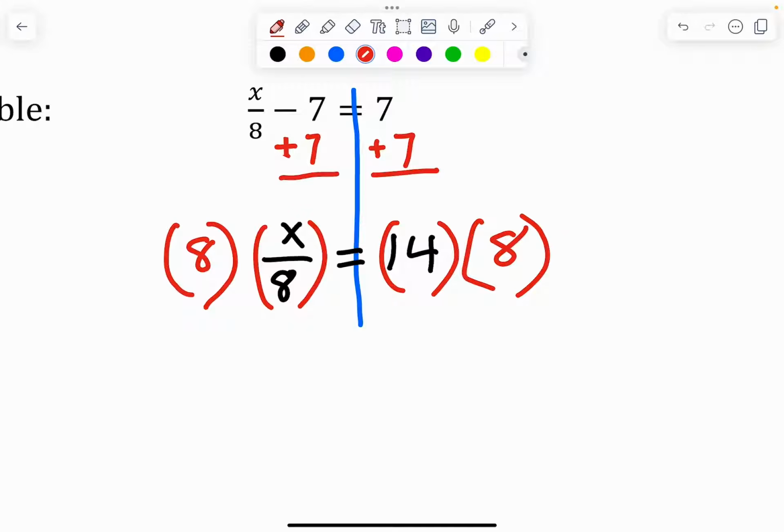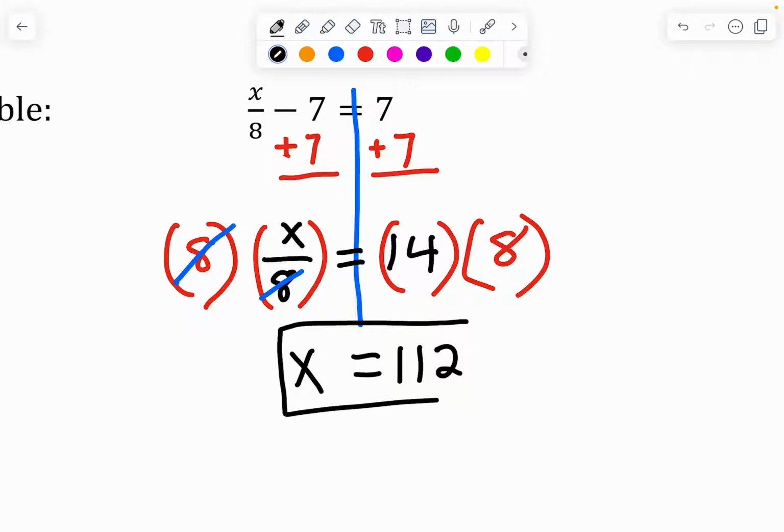I'm going to put some parentheses in just to be sure that we don't change anything to addition or subtraction. We want to make sure it's multiplication, so make sure you write it as multiplication. So on the left, we have 8 on top, canceling 8 on bottom, and we're just left with x equals, and 14 times 8 is 112.